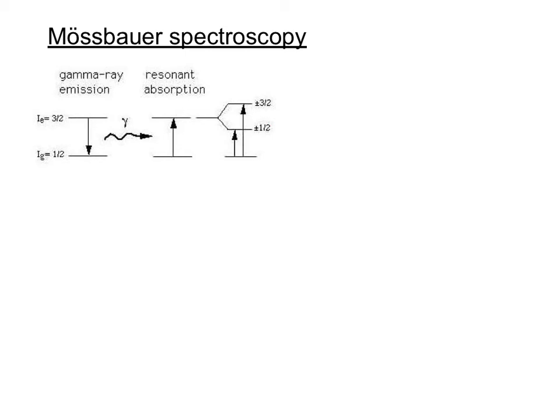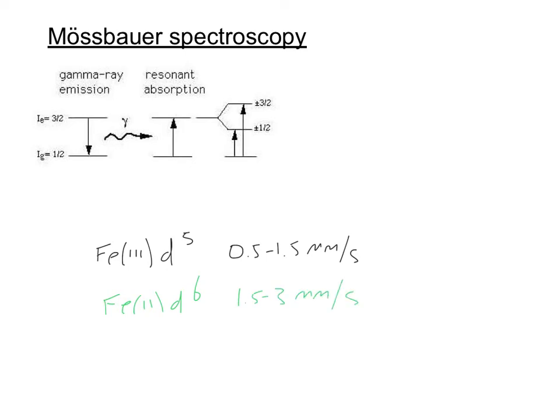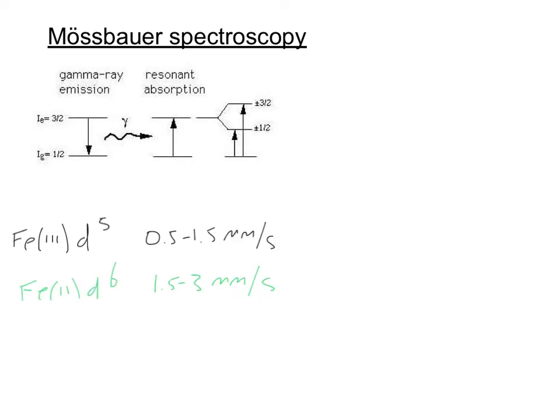So for an iron 3, a high-spin iron 3 with 5d electrons, that gives a spherically symmetric electronic configuration, so this delta E is low, on the order of 0.5 to 1.5 millimeters per second. On the other hand, iron 2 with similar ligands has a non-spherically symmetric electron configuration, and the delta E is on the order of 1.5 to 3 millimeters per second.